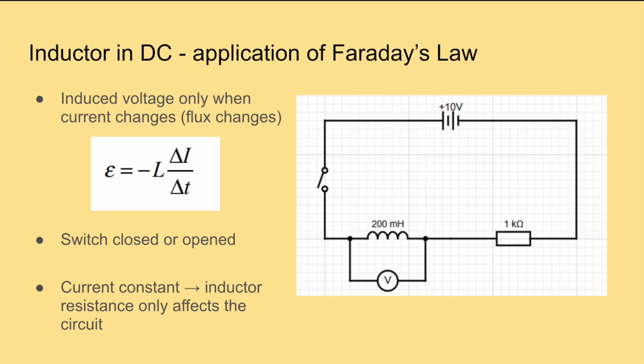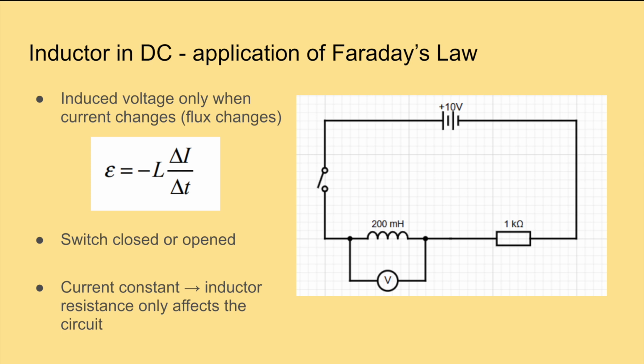So here is our second equation for inductors and Faraday's law. Again, we have induced voltage on the left, but instead of rate of change in magnetic flux, it's saying the rate of change in magnetic flux is effectively inductance times the rate of change of current.